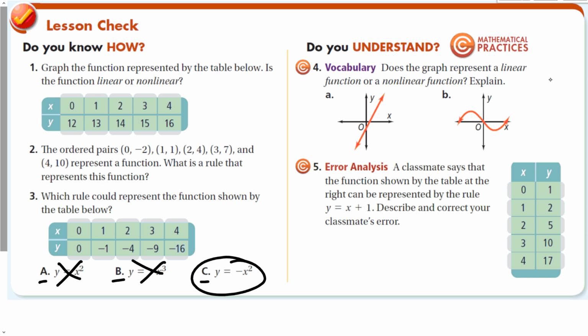For 4, does the graph represent a linear function or a nonlinear function? That's a linear function. It's a line. That is not a linear function. It's not a line.